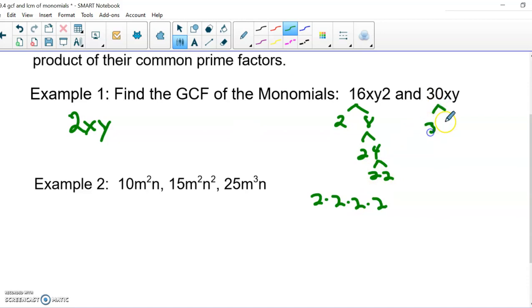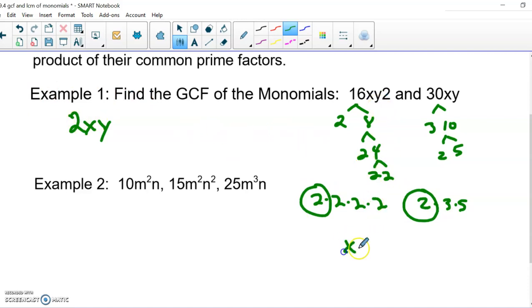30, how about 3 times 10, and 2 times 5. So it's 2 times 3 times 5, and we're going to use just what they have in common, and you can see they only have one 2 in common. That's where we got our 2. And then this one has 1 x and 2 y's, and this one has 1 x and 1 y, and only what they have in common. They both have 1 x and they both have 1 y. So whatever you think's easier.